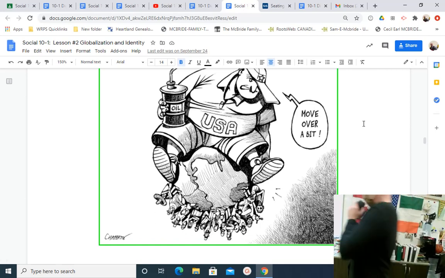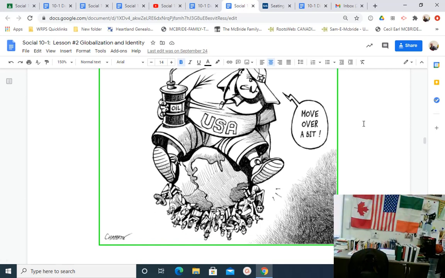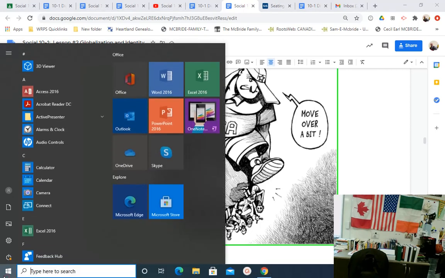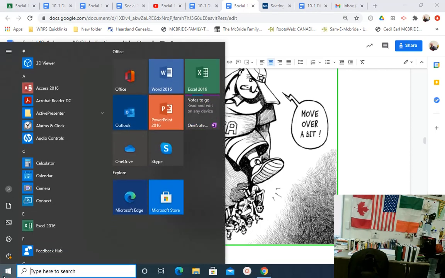So what's the purpose of the cartoon? The purpose of the cartoon is meant to highlight the unfair activities of the United States, to criticize that, and try to promote some kind of change. A change where the United States has an epiphany, an awakening, that they're over-consuming oil and they need to share it with others.